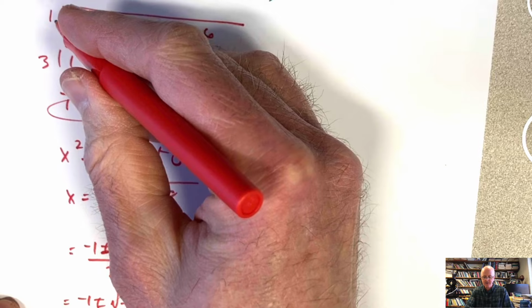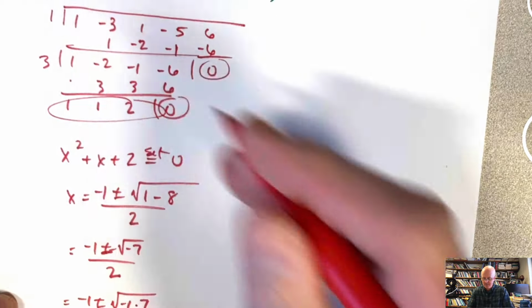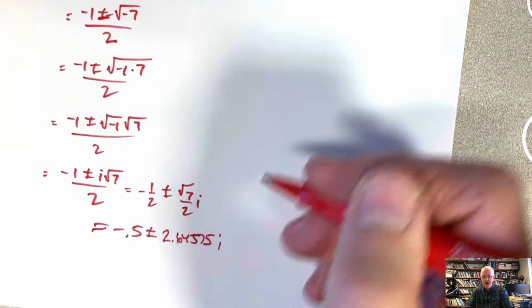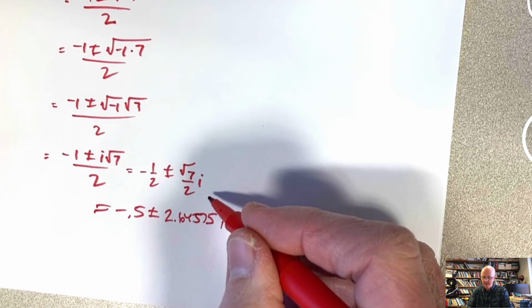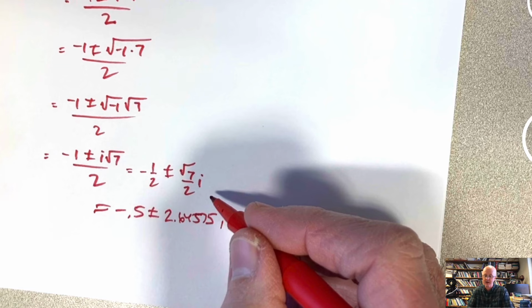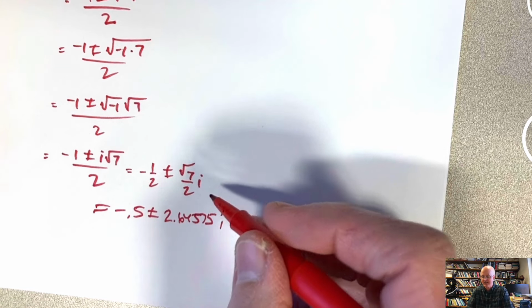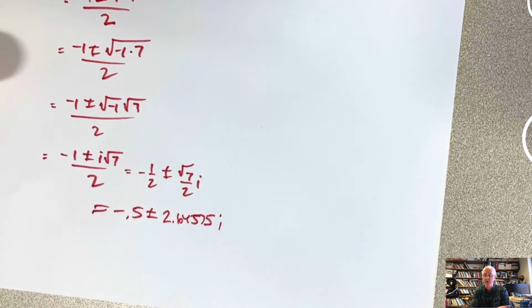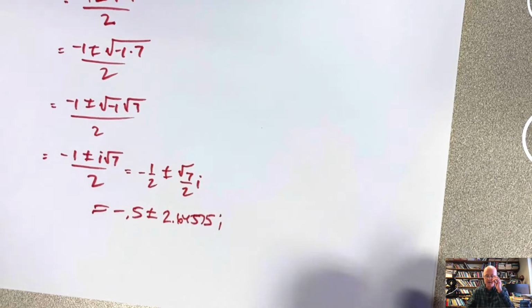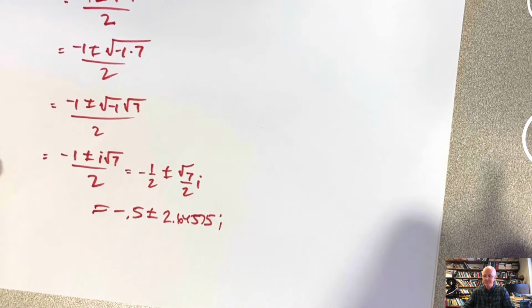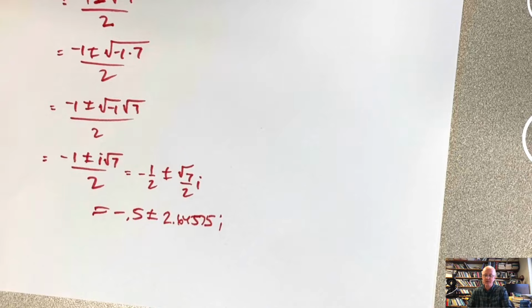So we found the roots: 2 real roots that are also rational, 1 and 3, and 2 complex roots, these two numbers, negative 1/2 plus the square root of 7 over 2 i and negative 1/2 minus the square root of 7 over 2 i. They're complex numbers. They also involve an irrational number, the square root of 7, though you wouldn't call them irrational because they're not real. They all have multiplicity 1.